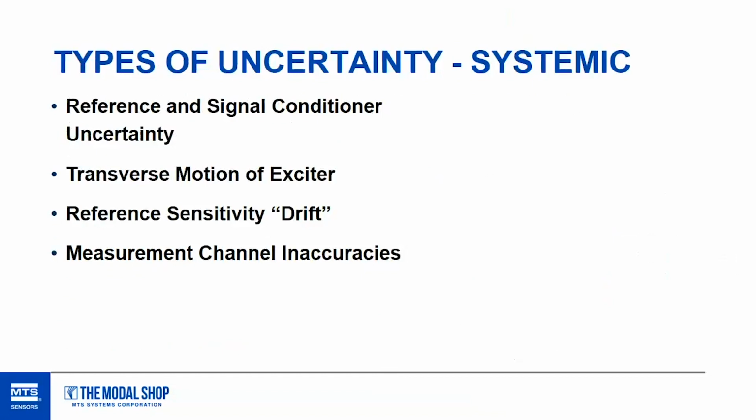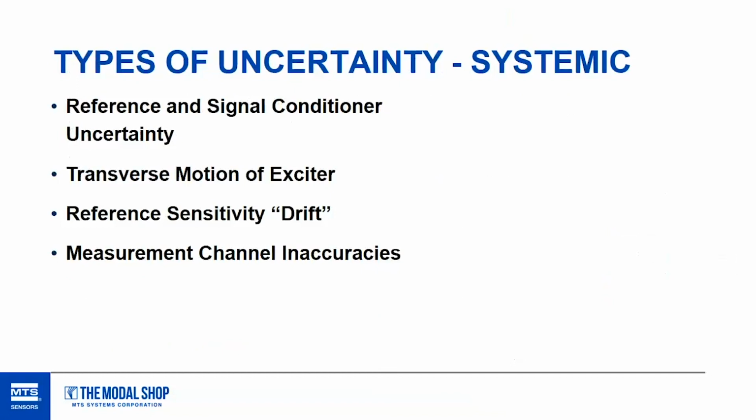And so those two types of uncertainties in calibration: systemic, again, involves the higher up portion of the chain, which is the reference accelerometer and signal conditioner uncertainty. What is the uncertainty of the primary calibration of your reference, for example? Transverse motion of the exciter is an uncertainty component that's defined in ISO 16063, part 21. It talks about how you calculate it based on the motion of your exciter. What does that lead to as far as uncertainty?